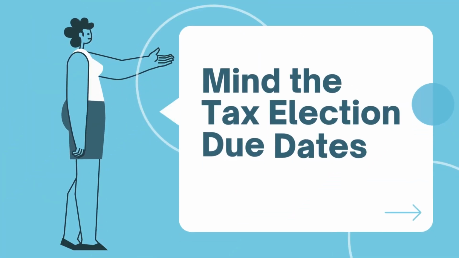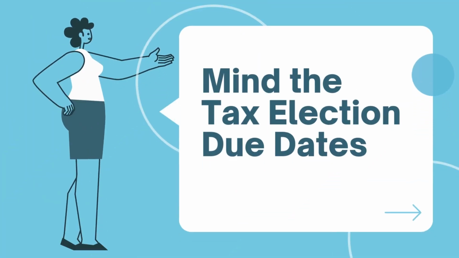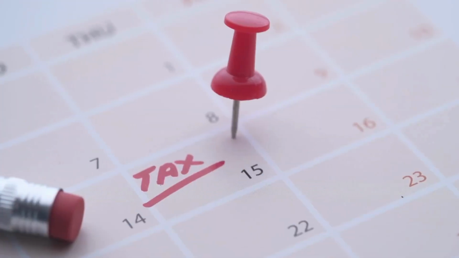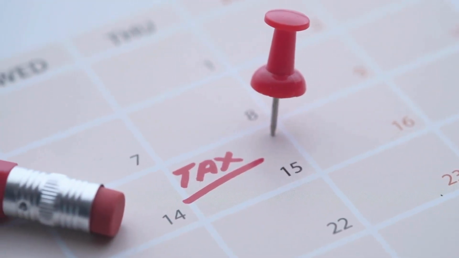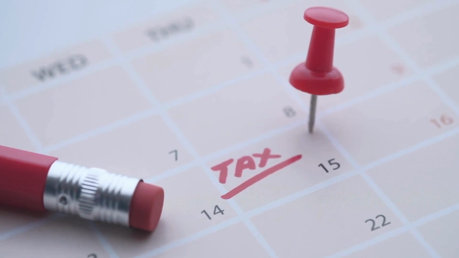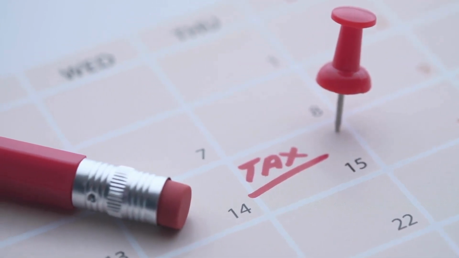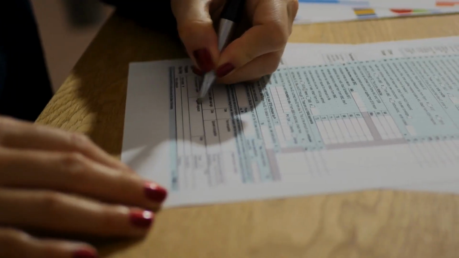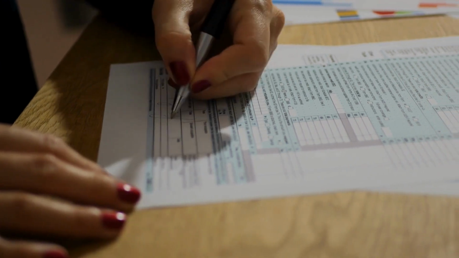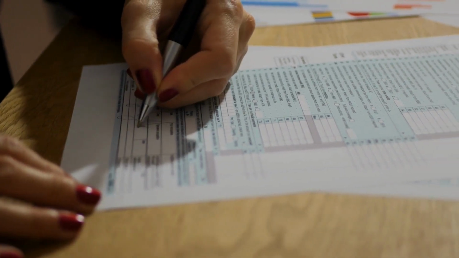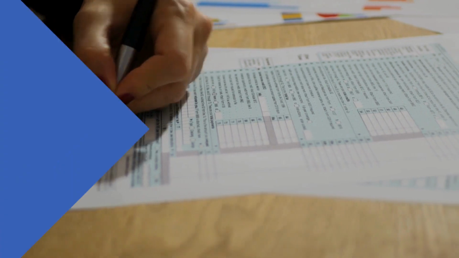Mind the tax election due dates. Tax entity classification elections must be made within a specific time frame. Notify the IRS about your decision to switch no later than 2 months and 15 days after the start of the tax year when you want the election to take effect.